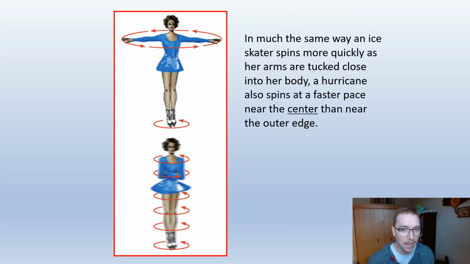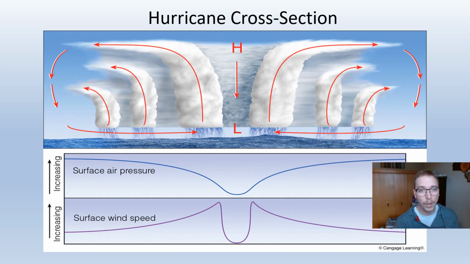In much the same way as an ice skater spins more quickly as their arms are tucked, a hurricane also spins at a faster pace near the center than along the outer edges. So if we look here, this is a top diagram showing the intensification period of a tropical cyclone. As latent heat is released inside the clouds, the warming of air aloft creates an area of high pressure, which induces air to move outward away from the high.